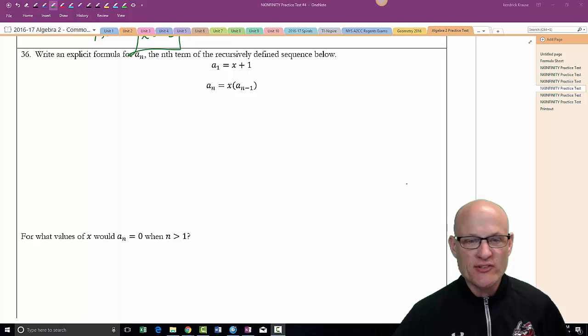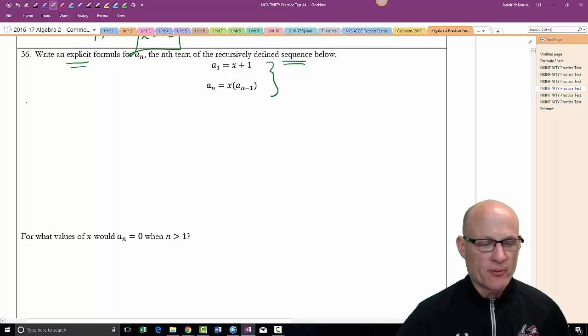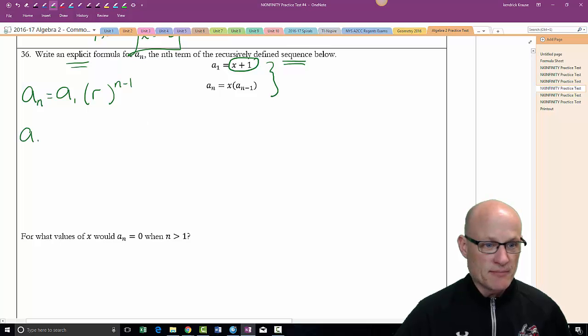All righty then. This is a recursively defined sequence, and they want us to do it with an explicit formula. Now remember, the explicit formula is just the geometric formula, a sub n equals a sub 1 times r to the n minus 1. Well, I already know what a sub 1 is. There's a sub 1. So I know a sub n is going to be x plus 1 times something to the n minus 1.